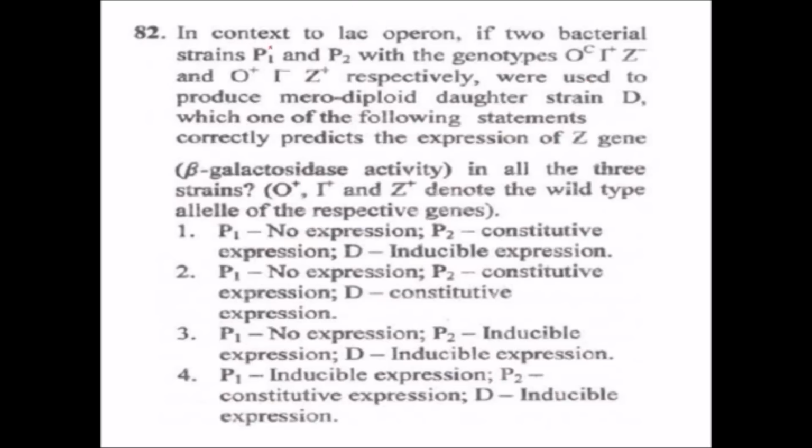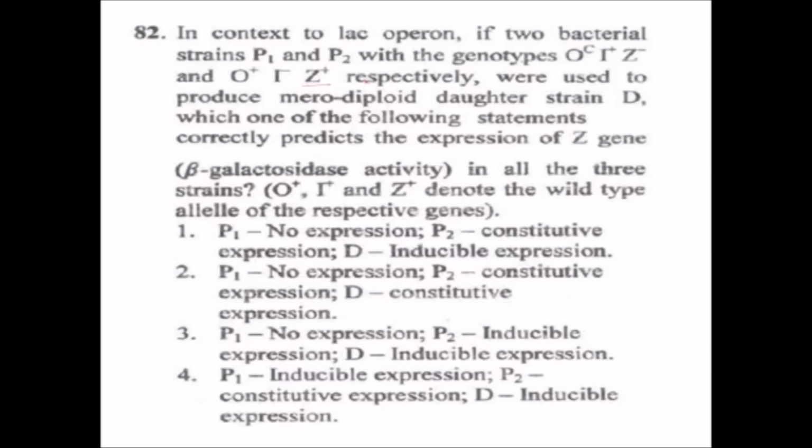Next question: in context of the lac operon, if two bacterial strains P1 and P2 with the genotypes O^C I^+ Z^- and O^+ I^- Z^+, where I is the inducer gene, O is the operator, and Z codes for beta-galactosidase activity respectively, were used to produce a merodiploid daughter strain D, which one of the following statements correctly predicts the expression of the Z gene? Z gene expression is only possible when Z is in the positive form.